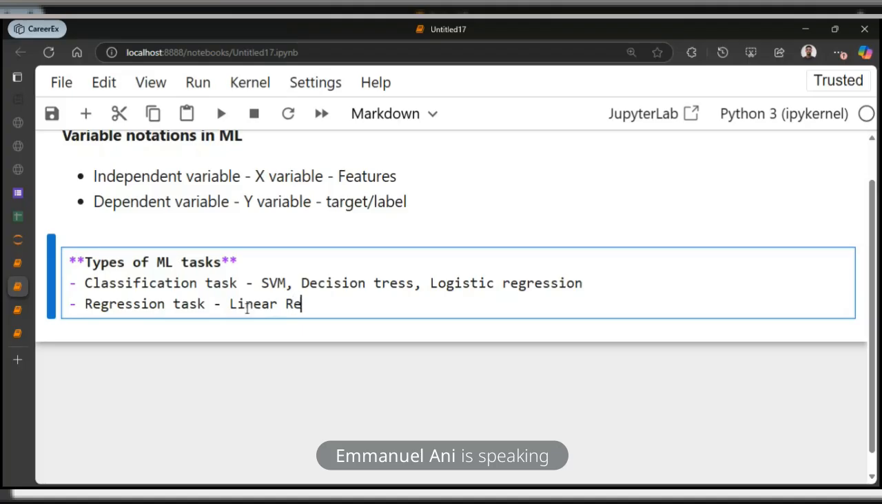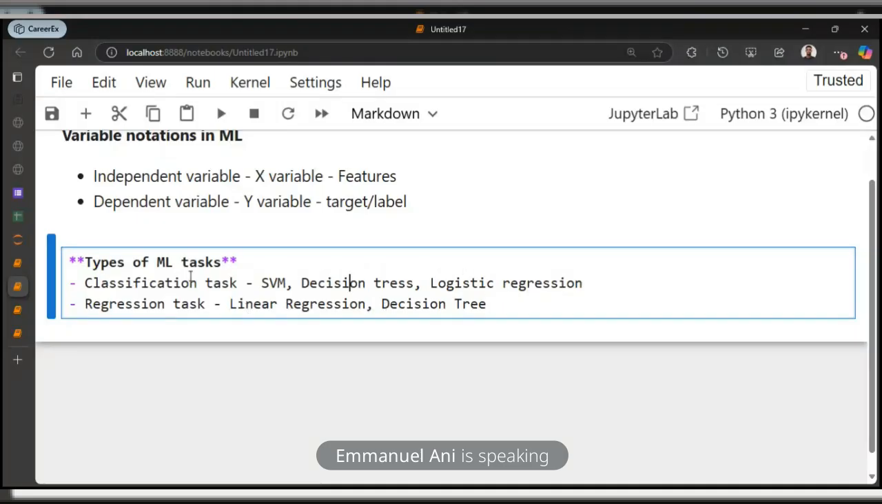Can anyone help us with other algorithms for regression tasks? We have linear regression. We have decision tree as well. Decision tree can also be used for it. So let's just keep it here for now. Let's just keep it simple, right?